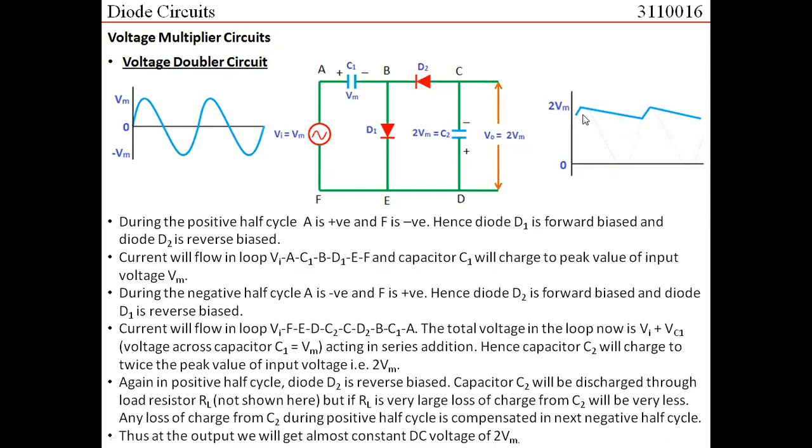If we see the output here, once the capacitor C2 is charged to 2 Vm, it may discharge, but the discharge is very slow. Again, when I would have a negative half cycle, C2 would again get charged to 2 Vm. So this process of discharging is very slow. So we can assume that the output voltage would almost remain to be equal to 2 Vm. Thus, as the output voltage is twice the peak of the input voltage, we consider this circuit to be voltage doubler circuit.